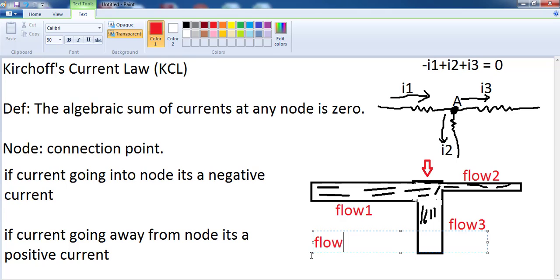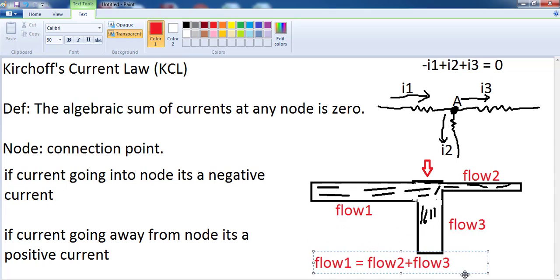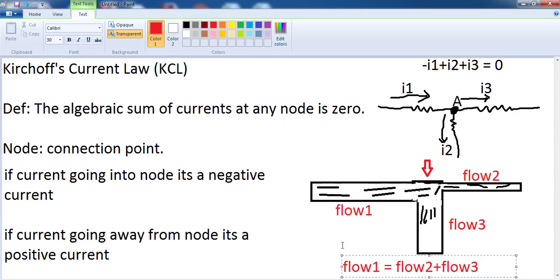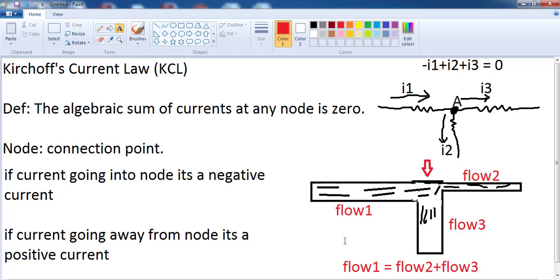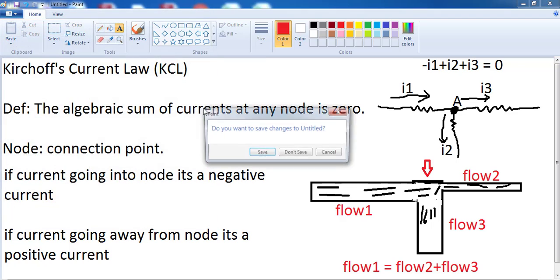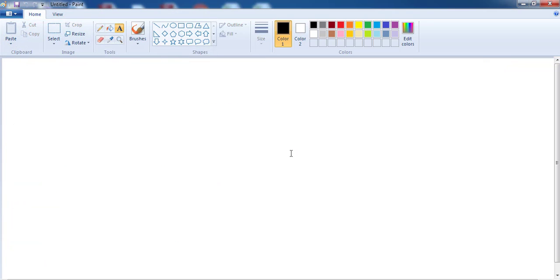Okay, let me write that. Flow 1 is equal to flow 2 plus flow 3. That's the main takeaway from this class. Alright, so now we're going to see the real example. Let me draw an electric circuit first, then we'll see.